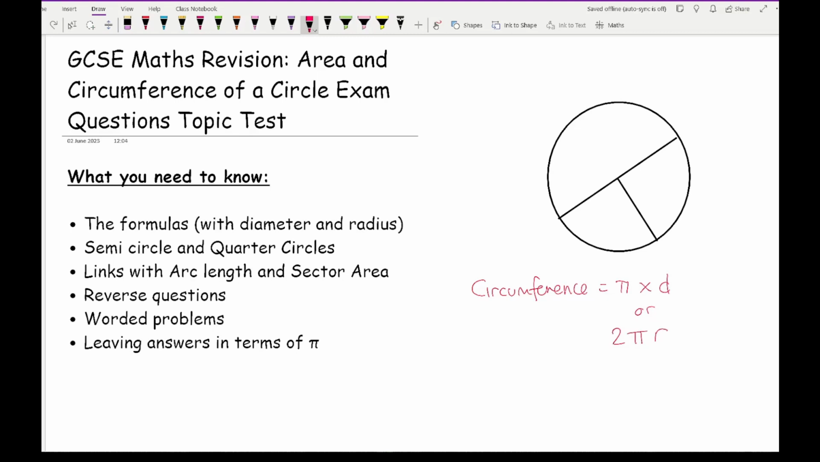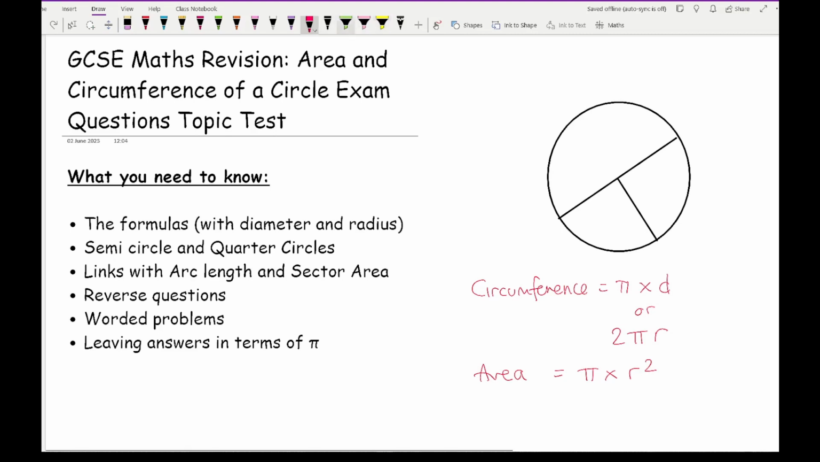And it doesn't really matter which one you use. You tend to use pi times d when you know the diameter, and you use 2 pi r if you know the radius, but it's not difficult to switch between the two. For the area, the formula is pi times r squared. So again, these formulas are not going to be given to you, so it is important that you do learn them. The next one is to be able to work with semicircles and quarter circles.